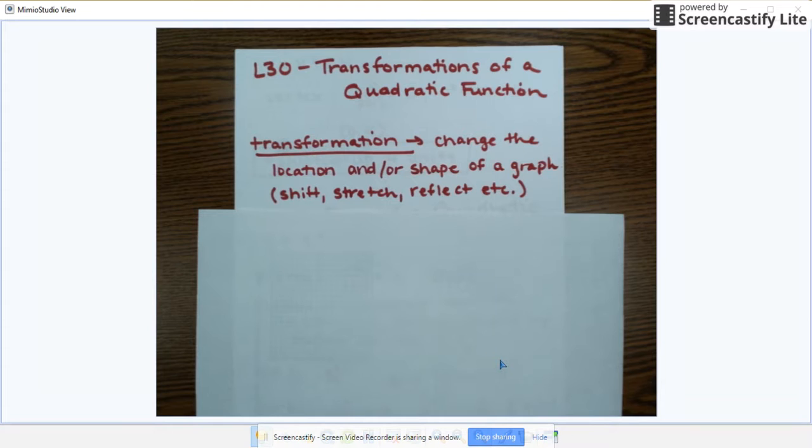a little bit. So you could change the shape of the graph by stretching it or compressing it. You could just move the graph around. So you could move it to the left 3 units or up 7 units. You could also reflect the graph. So any of those are different types of transformations, and we're going to look at all of those.